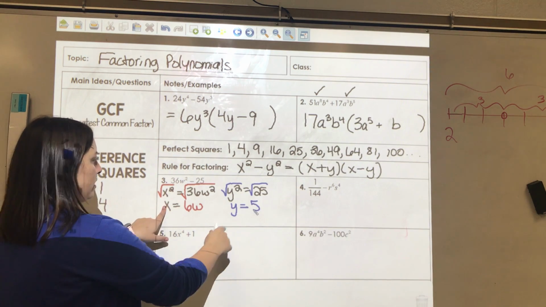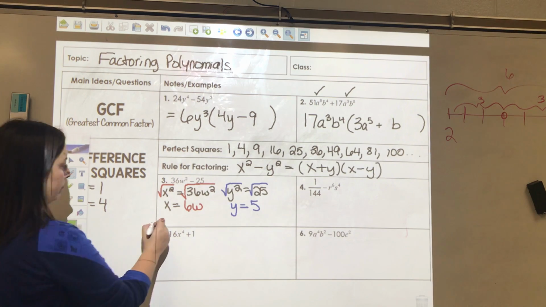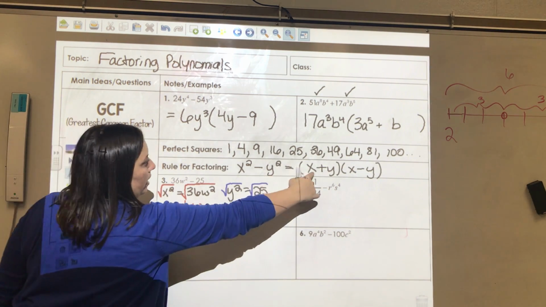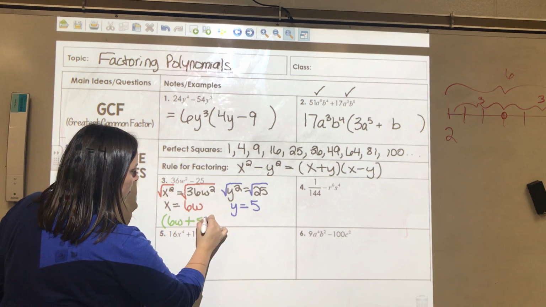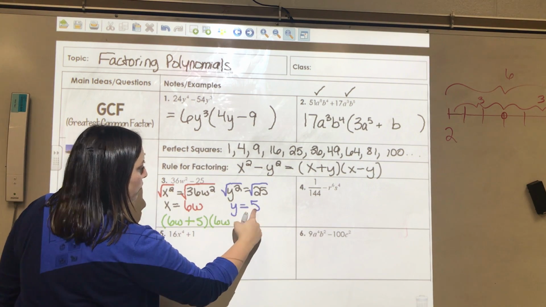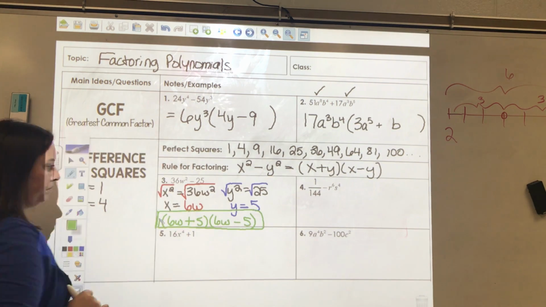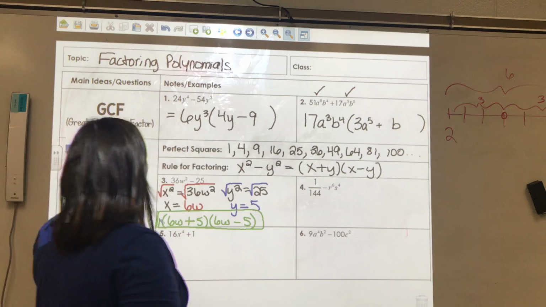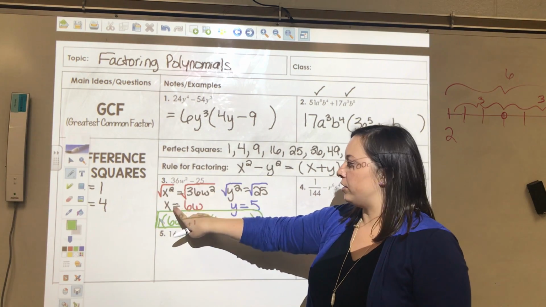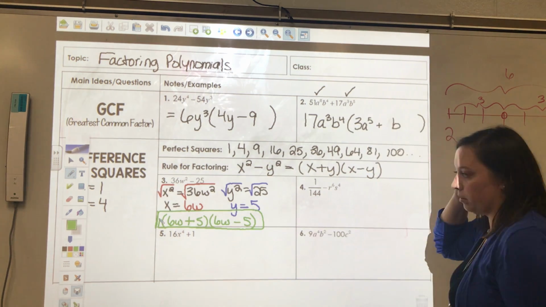So now that I know what x and y are, I can plug it in right here. It is in the form of x plus y, x, 6w, plus y, so x plus y is 6w plus 5. And then x, which is 6w, minus y, which is 5. There's our answer for this one. So your steps are to distinguish what's your x squared, what's your y squared, find your x and y by square rooting, and then plug it in. So let's do number 4.